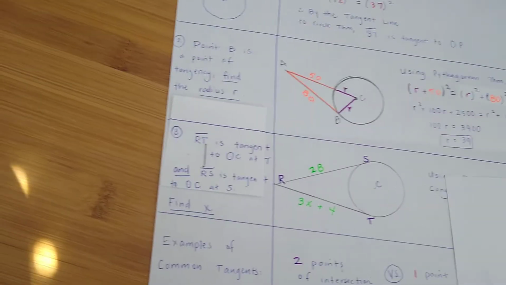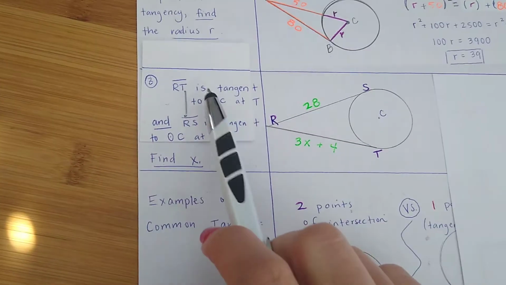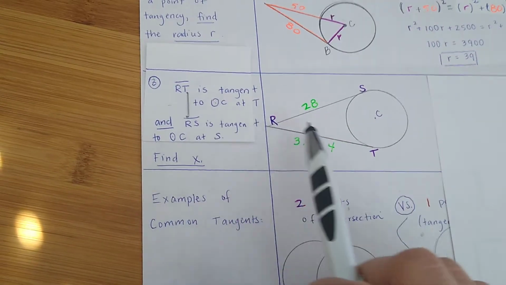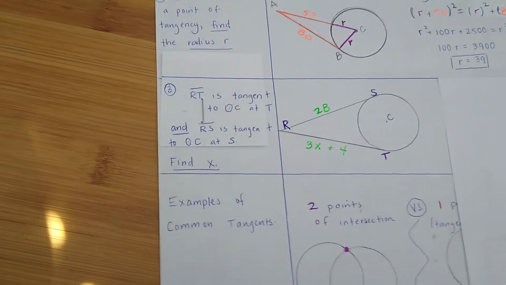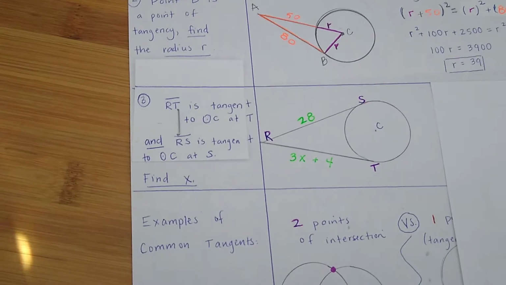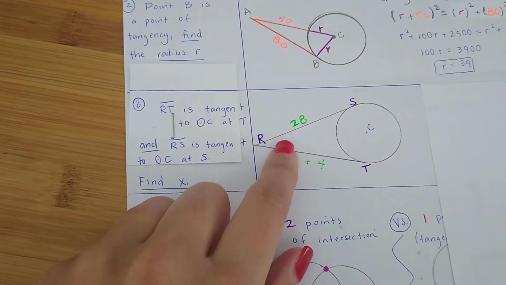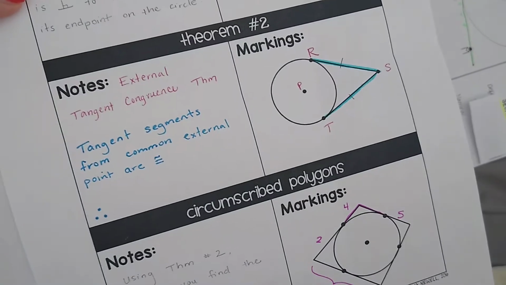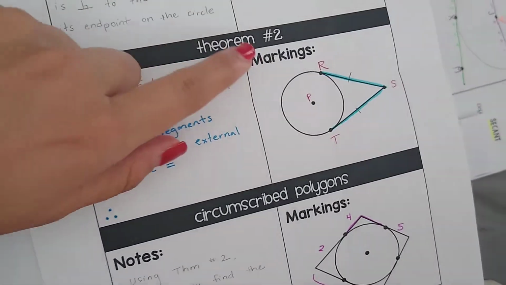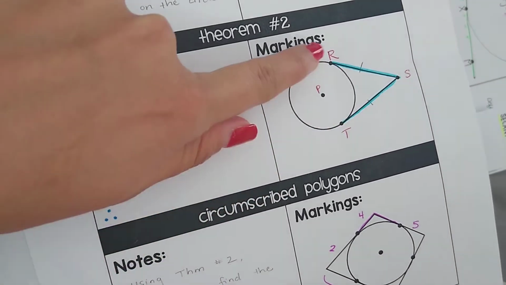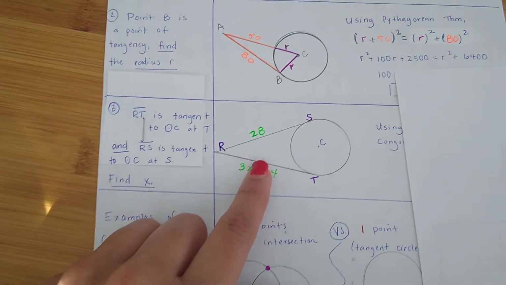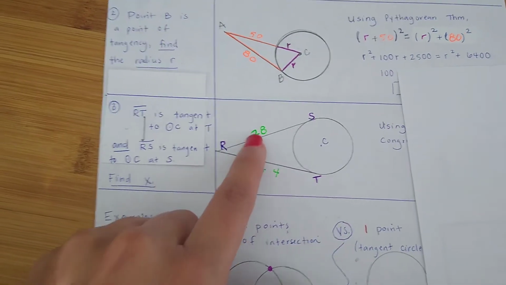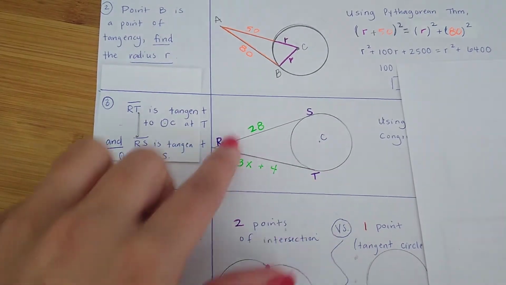Okay, so moving on to the last one. We have RT is tangent to circle centered at C at T, and RS is tangent to circle C at S. Find x. Well, we know that this is now theorem number 2, if you remember, and it shows that these two segments are congruent. So what am I going to do? I'm going to set them equal to each other. Hopefully you thought that as I was explaining this.